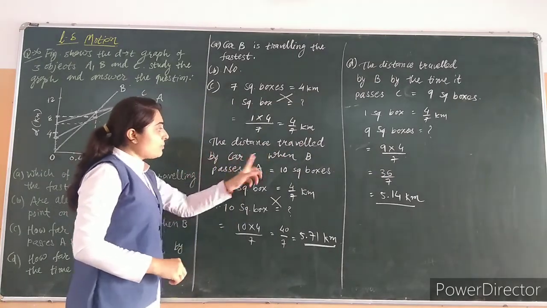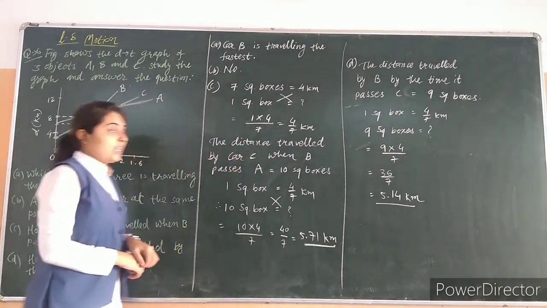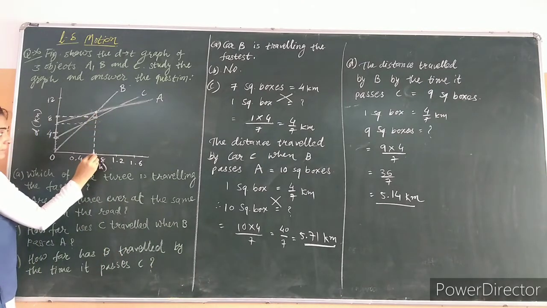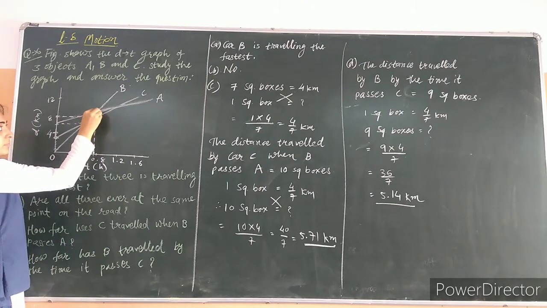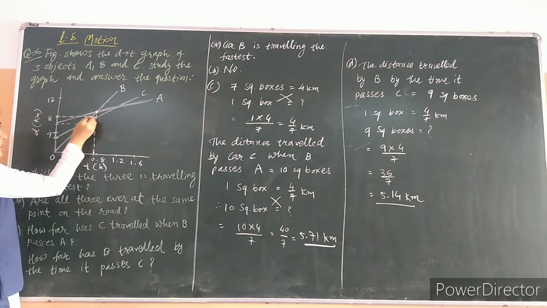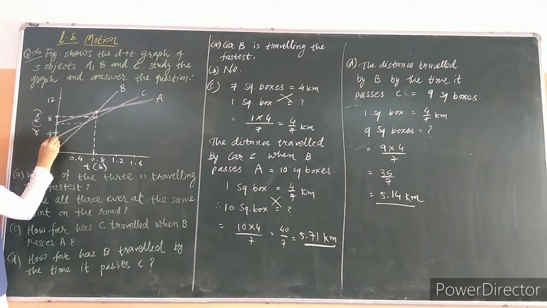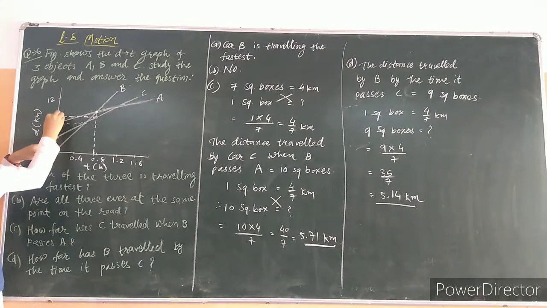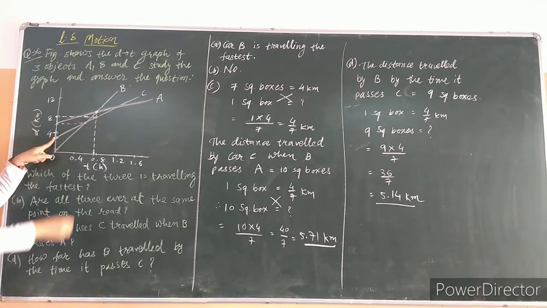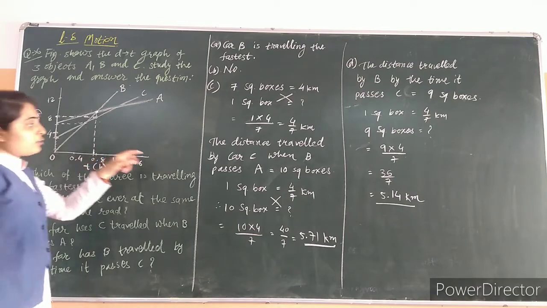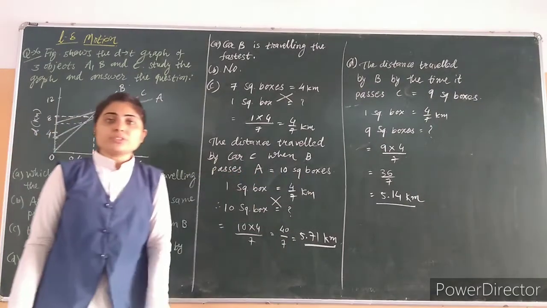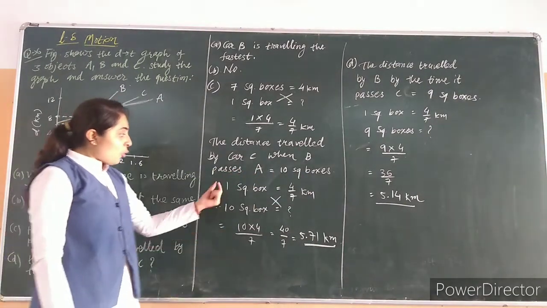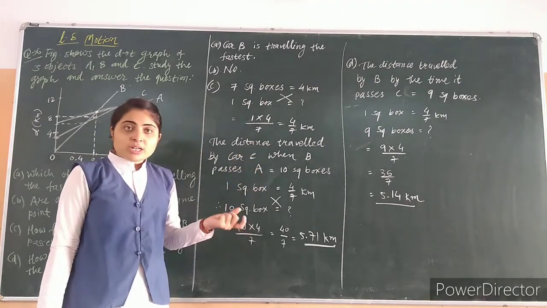So the distance traveled by car C when B passes A: at this time, C is reaching here, and from the initial point to here, how many square boxes? Can you count those square boxes? Count from the initial point to this time. If you count, it is actually 10 square boxes. So we can calculate the distance.